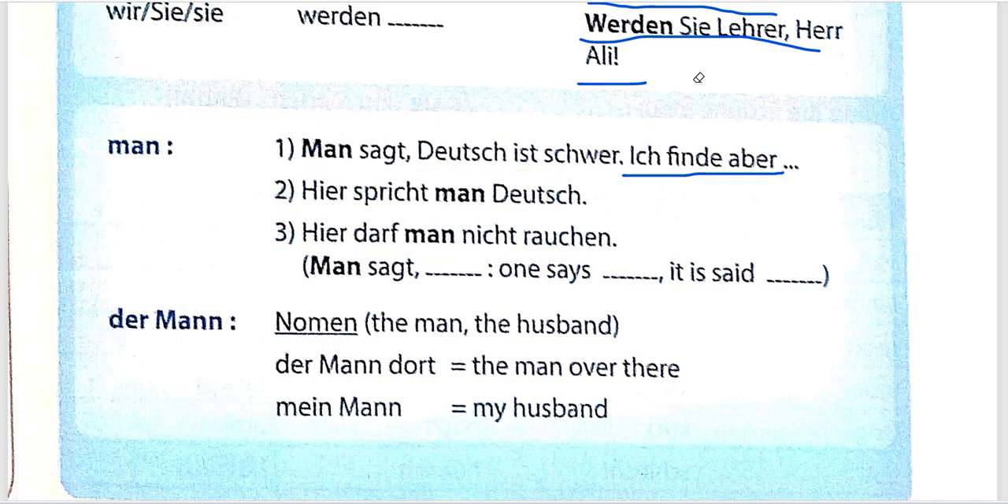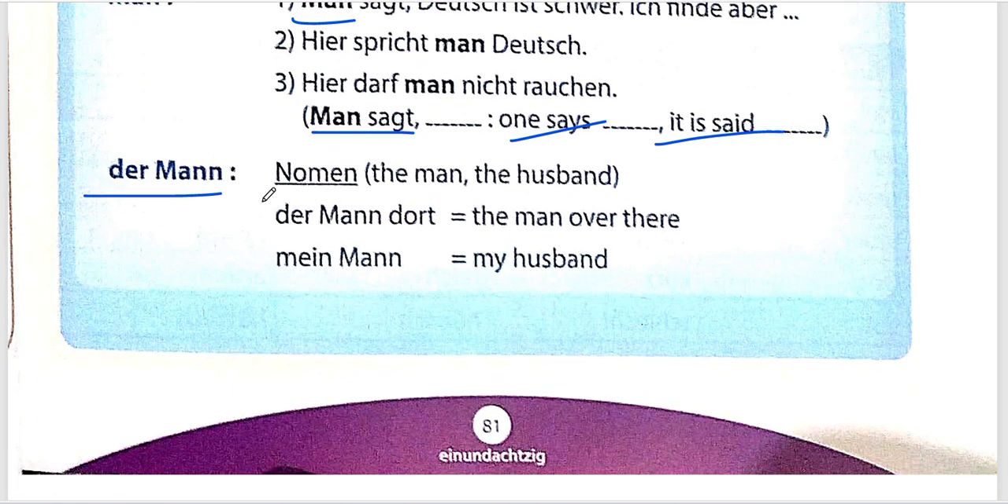So basically, they're telling you the difference between when man is used as one and when der Mann is used as the man or the husband. So what is the point of this? Basically, many times, even in English, when you're writing things, we say that one should not disrespect his or her parents. So here we are using one as in a person, right? You get the gist, right? So that's why they're telling you the difference, that man here is one. Man sagt is one says, it is said, like a general statement. Meanwhile, der Mann is a noun, basically the man or the husband. Der Mann, the man is over there. Mein Mann, my husband, that is what it means.